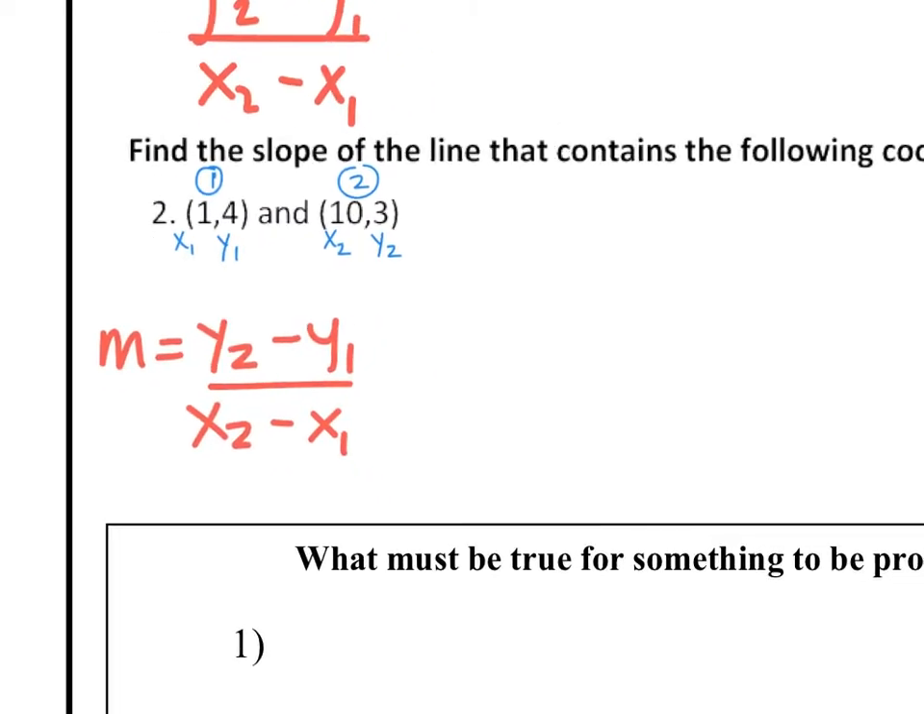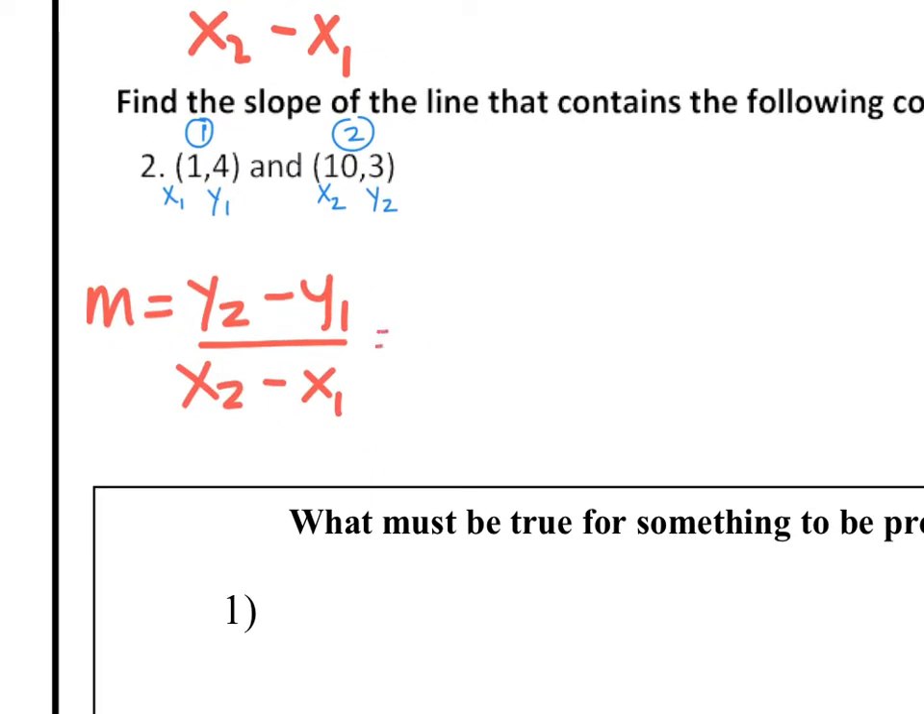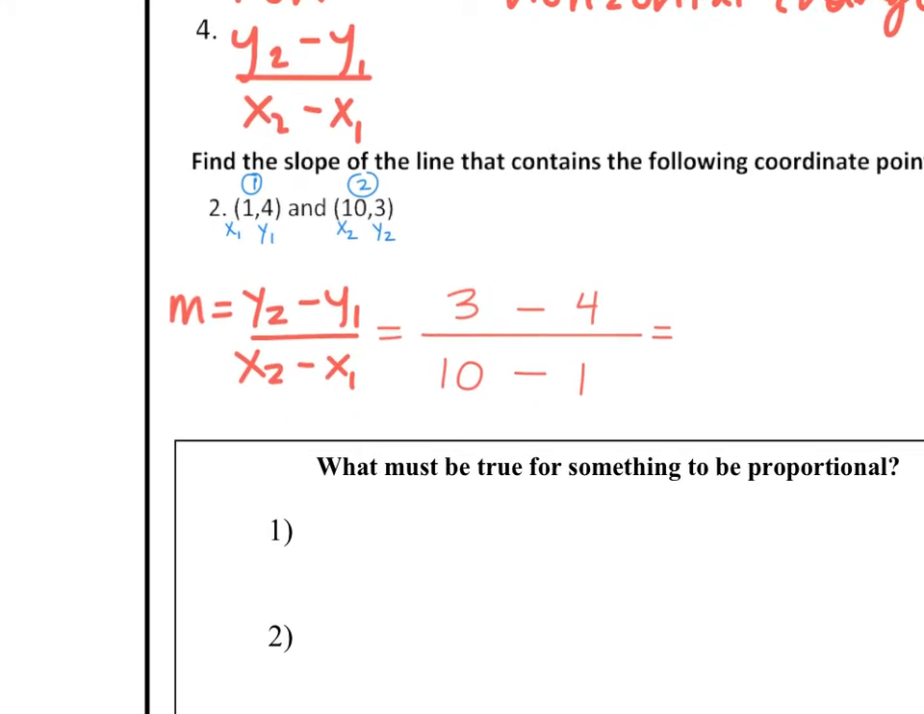So now we just plug in. Let's go ahead and put the fraction, and we'd have subtraction on the top and the bottom. y2 is 3. y2 minus y1 is 3 minus 4. Now x2 is 10, so that goes in the bottom first. 10 minus 1. Okay, 3 minus 4 is negative 1. 10 minus 1 is 9. So the answer is negative 1/9. I can't simplify that fraction any further, so I'm done.